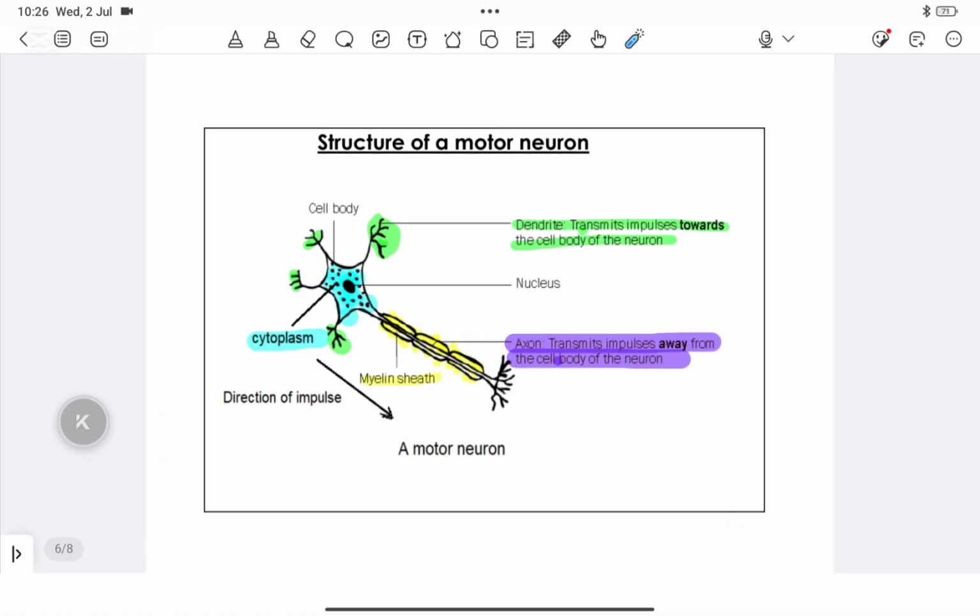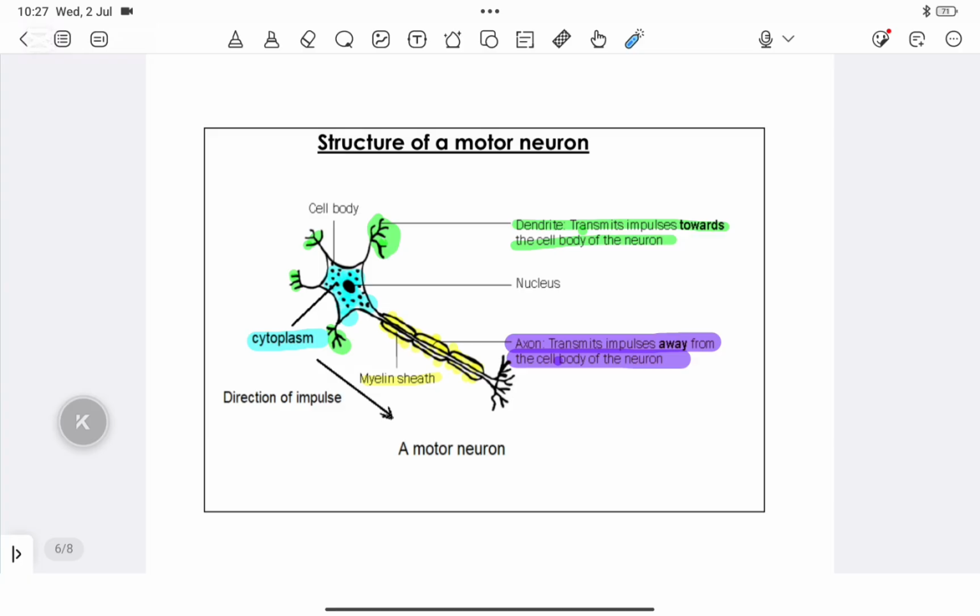We're going to be looking at a diagram of the structure of a motor neuron. We're going to start with this side of the diagram. So: cytoplasm, nucleus, cell body. If you've been doing life sciences since grade 10, these words should not be new to you. However, if you have forgotten them, it's not a problem.